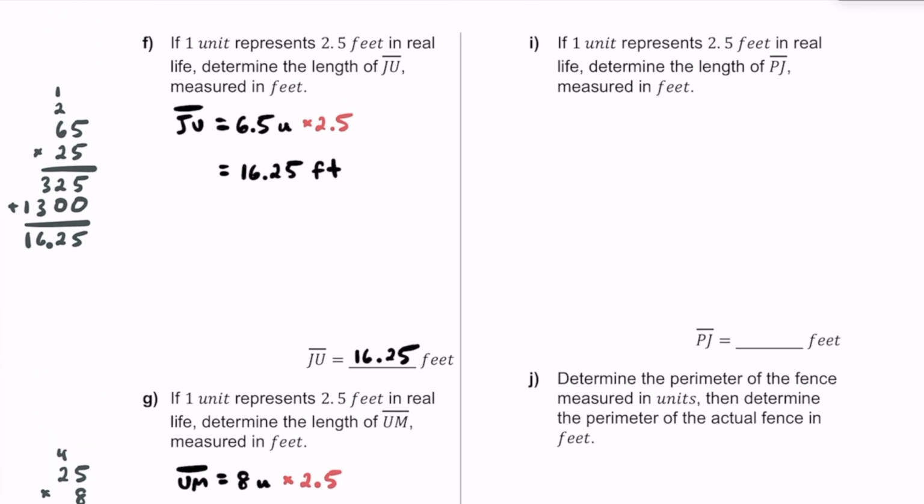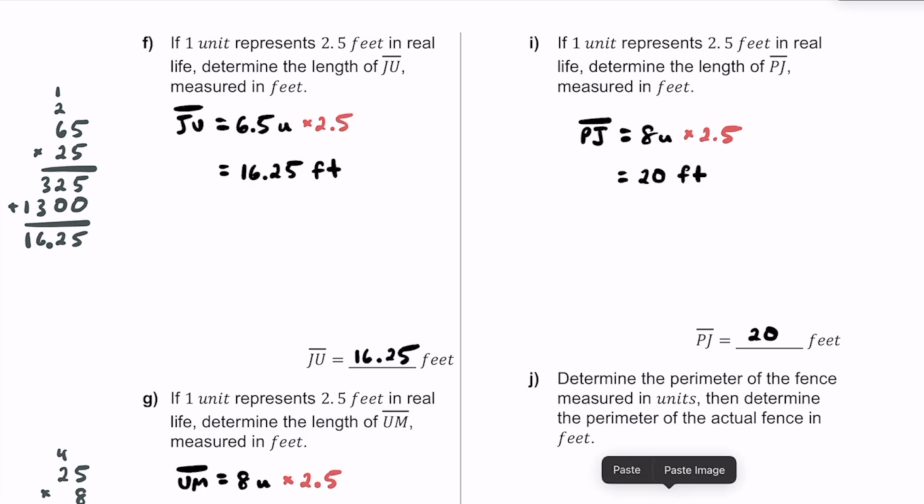If we take a look at I, we have this length of PJ, and we want to do it in feet now, right? So same idea here. We don't have to redo any work, or any calculations rather, but we can just write the work. PJ was the same thing as UM, so it's 8 units. And if you want to convert that to feet, you would just multiply that by 2.5, right? So 8 times 2.5, that's going to be, we said earlier, was 20. And so it's going to be 20 feet here. So don't worry about those calculations, okay?